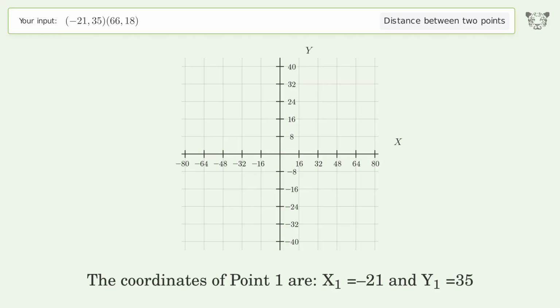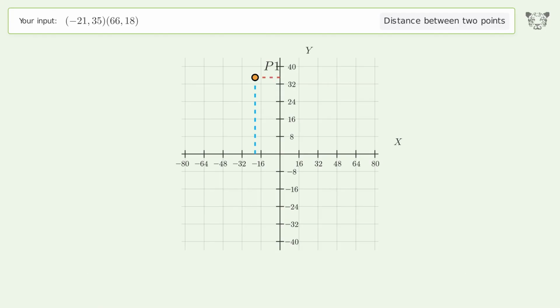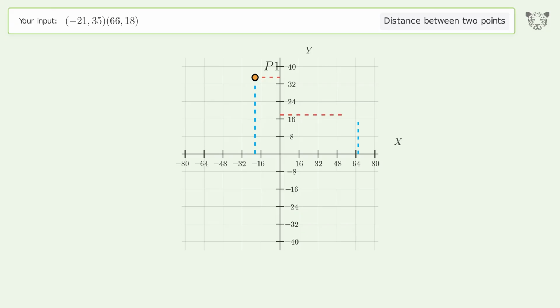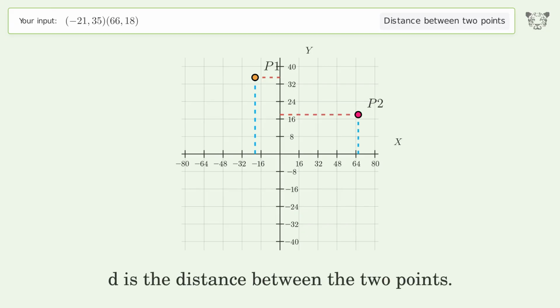The coordinates of point 1 are x1 equals -21 and y1 equals 35. The coordinates of point 2 are x2 equals 66 and y2 equals 18. D is the distance between the 2 points.